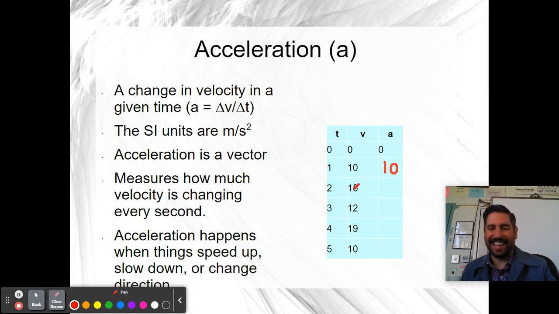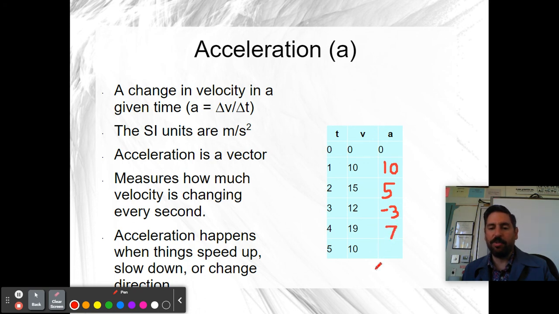For the second, we are now going 15 meters per second. What is the acceleration? Remember, acceleration is how much the velocity is changing every second. So how much did it change this second? Our acceleration is 5. In the third second, we're now going 12. What was the change in velocity? The change in velocity is -3. This one, fourth second, our change in velocity from 12 to 19 is 7.